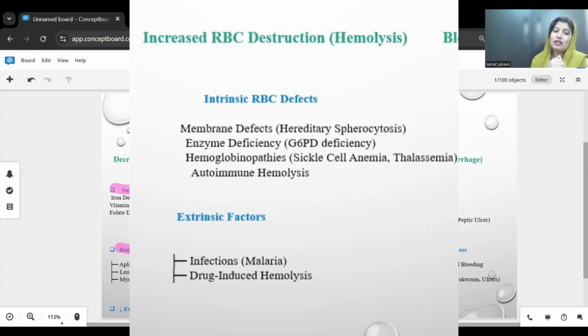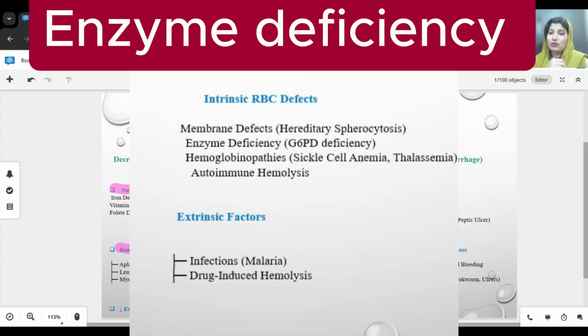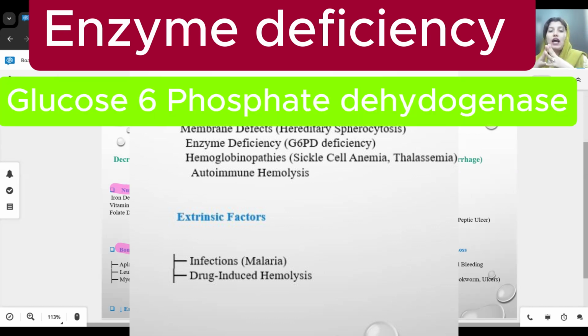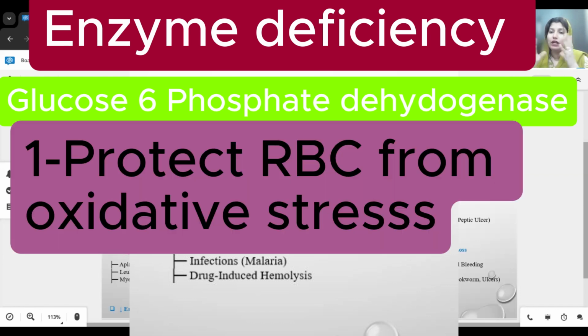The next one is enzyme deficiency. Which enzyme deficiency? Glucose-6-phosphate dehydrogenase, which is involved in protecting the RBCs from oxidative stress. So if deficiency happens, oxidative stress will break down the RBCs.